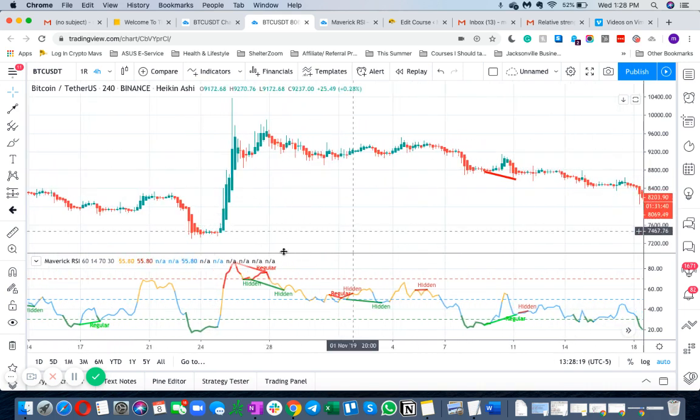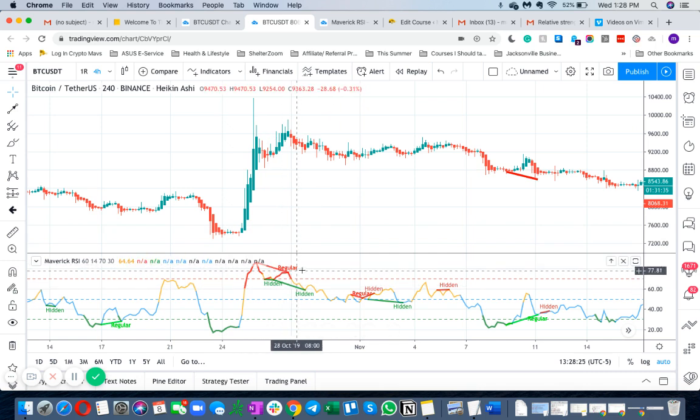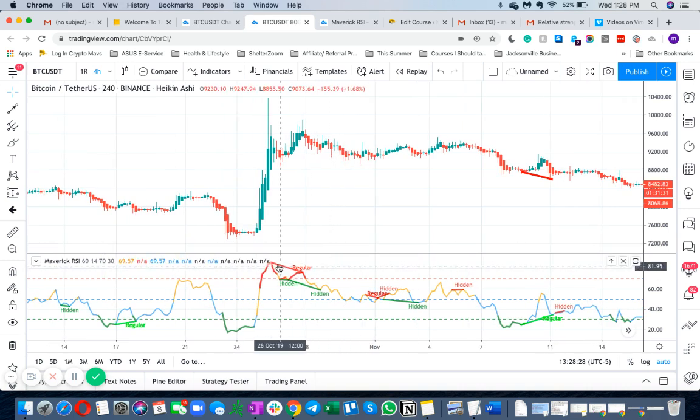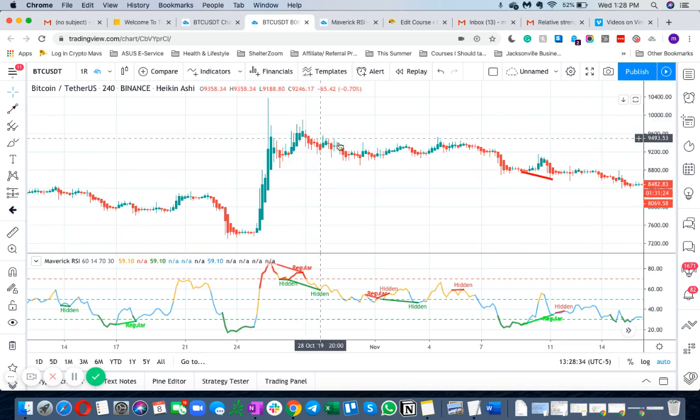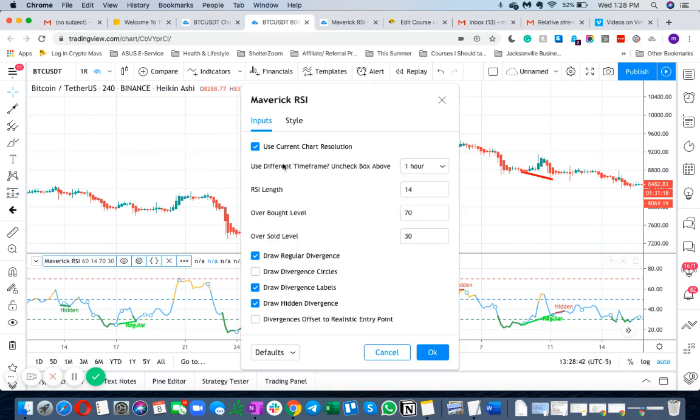And you can see here, in this case, this is a pretty good trade. We had regular divergence from here to here. You can see RSI making a lower high where the price makes a higher high, and then we have that retracement a bit. So that was a good trade there. So divergence and RSI is super helpful.